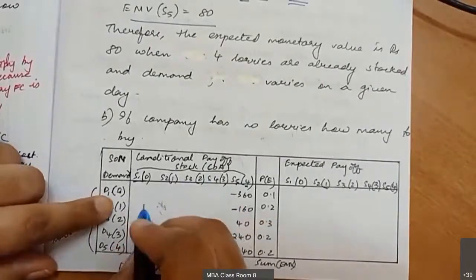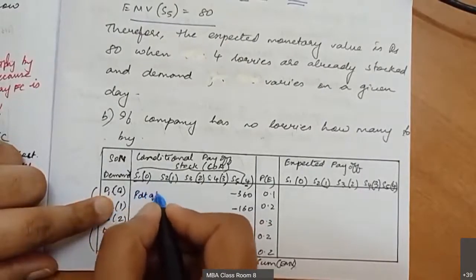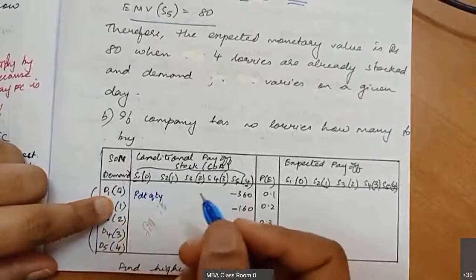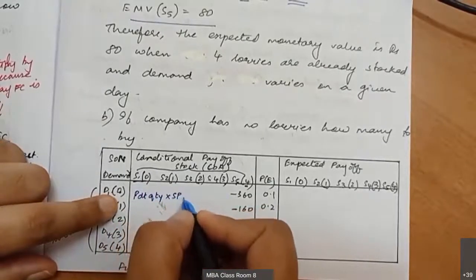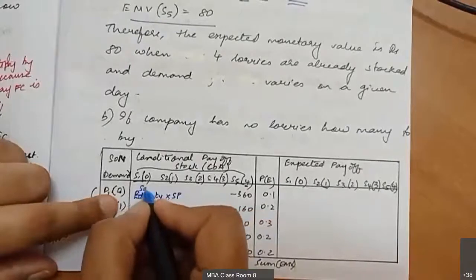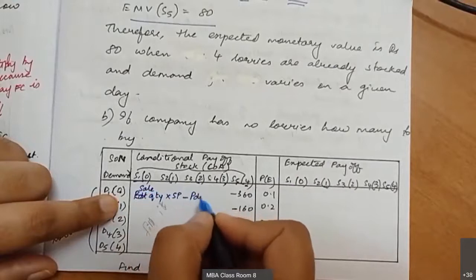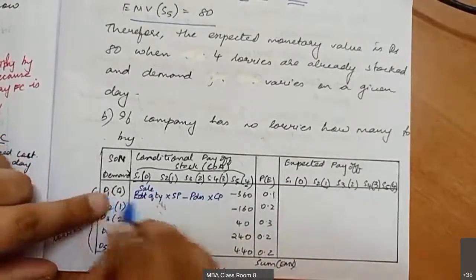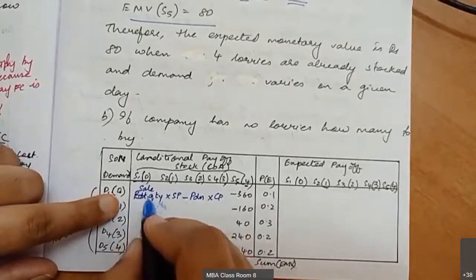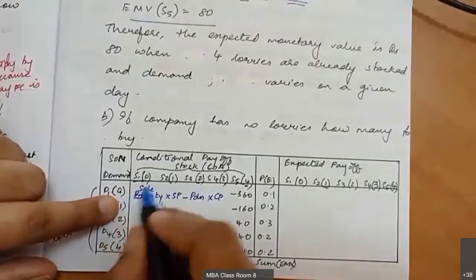So what is our formula? Formula is production quantity, same as your hire or sale, into selling price. I'm sorry, this is not production quantity, it is sale quantity. Sale quantity into selling price minus production quantity into cost price. So in the first box, what will be the sale quantity? Sale quantity we have already told. You have to take the minimum of demand and sale.